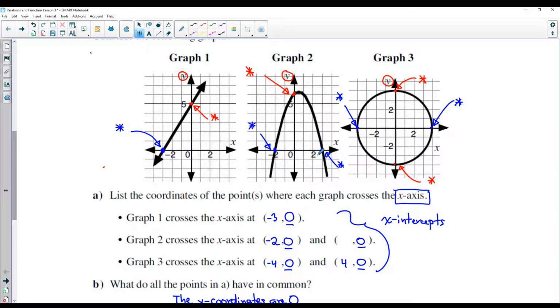Yeah, -2 and +3. So your x-intercepts here would be x = -2 and x = +3. And then on this graph, you'd have two x-intercepts, one at x = -4 and one at x = +4.